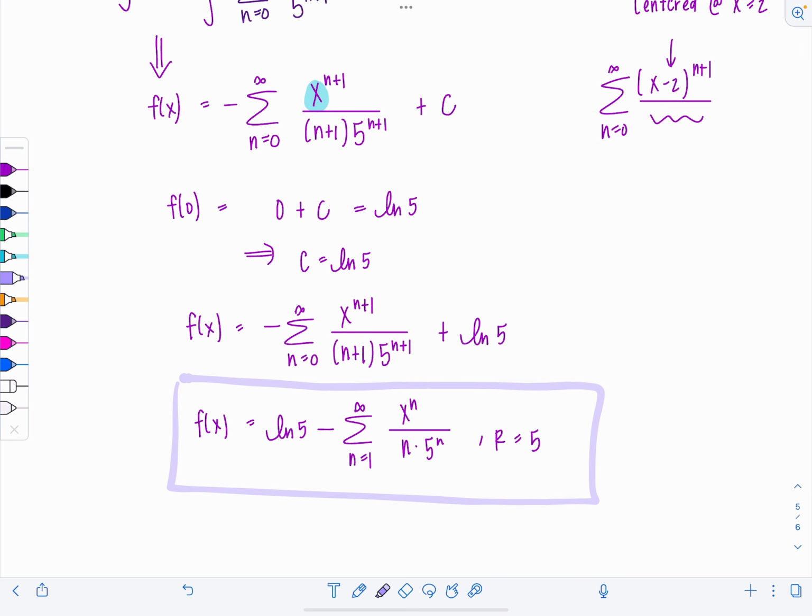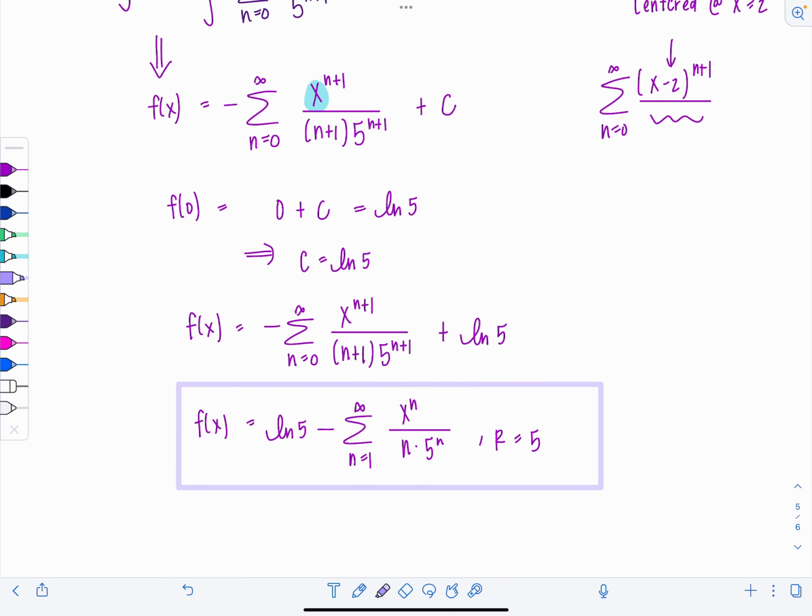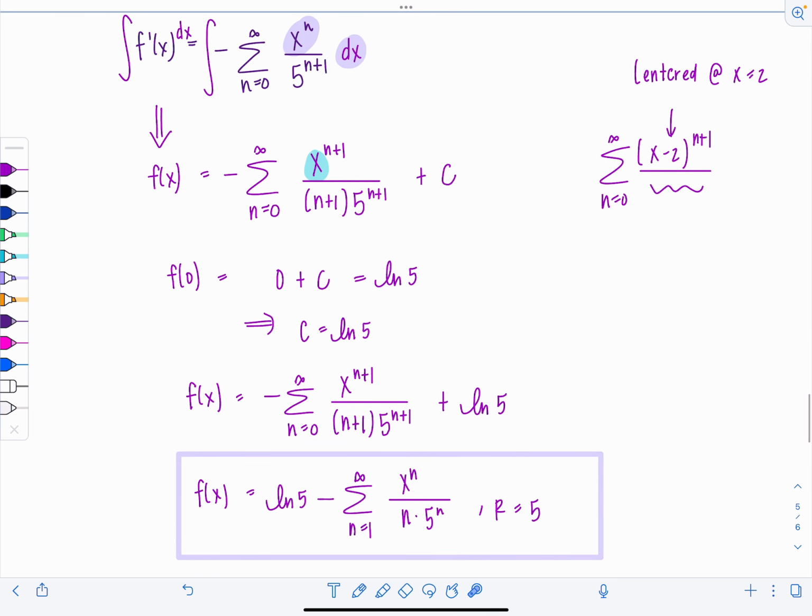Wow. Do you feel fancy? I asked my class the other day, I'm like, did you ever think you'd be integrating an infinite sum? Be proud of yourself. Look at where you are.